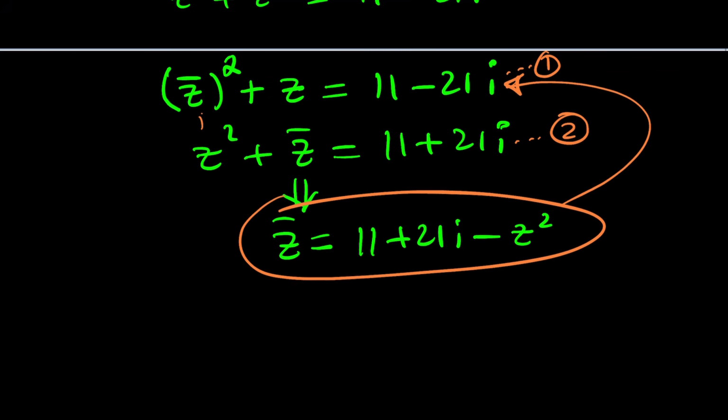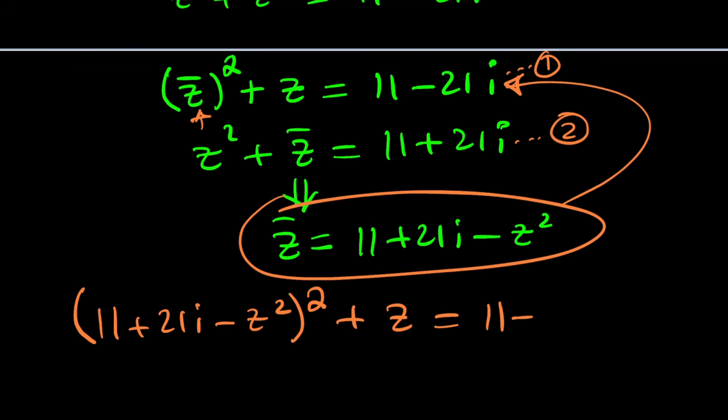We have z bar squared, so it's going to be replaced by 11 plus 21i minus z squared, and then I will have to square that again, plus z equals 11 minus 21i. Remember, we obtained the first equation by conjugating the second equation, which was the original problem, which is funny because normally the original is the first one, but it doesn't really matter here. Great. Now, what did we get?